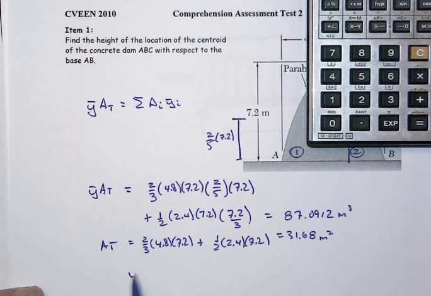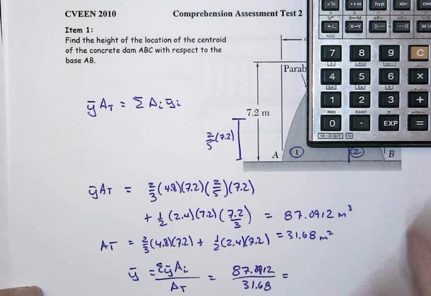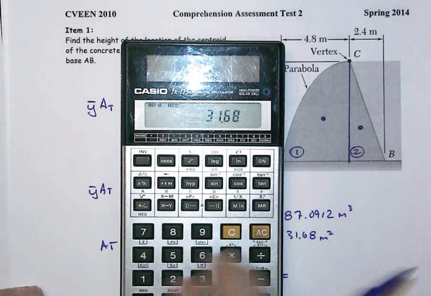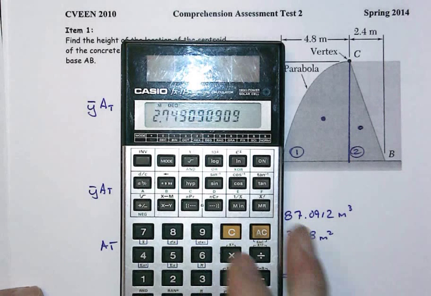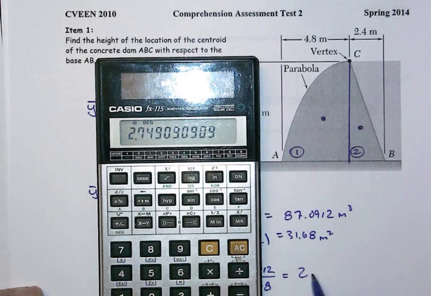So y bar is going to be the sum of the y bar A's divided by the total area, or 87.0912 divided by 31.68, and that will give me a value for the height of the centroid of 2.75 meters from the base.